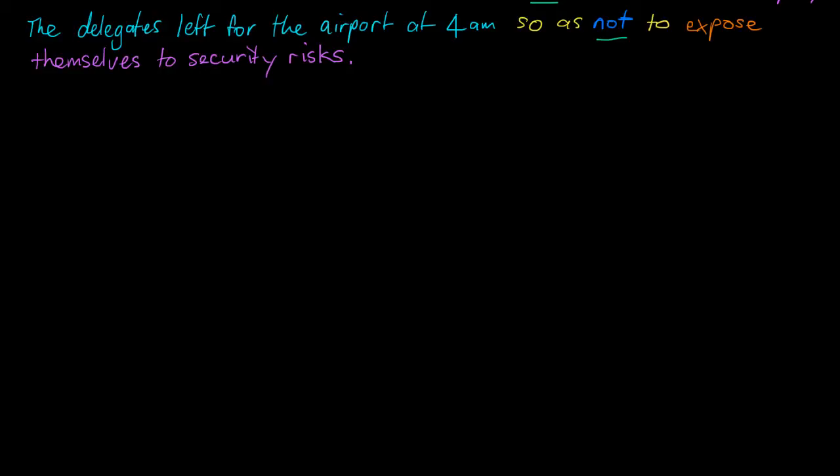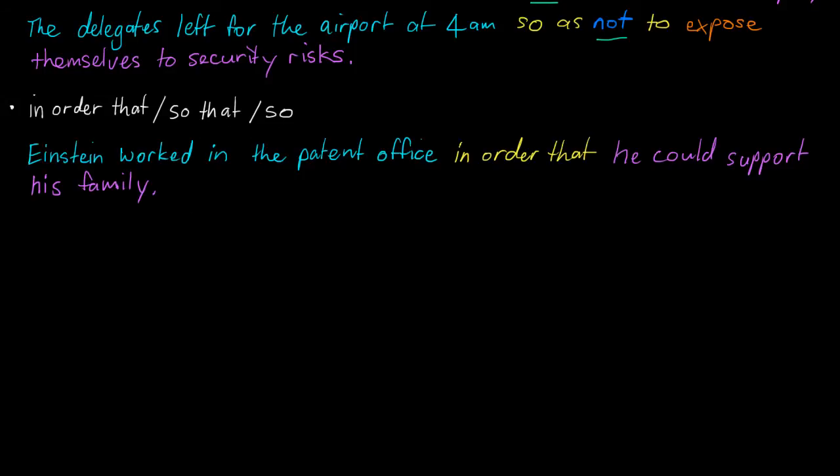All right, now let's look at a few other conjunctions here. So in order that, so that, and so. Einstein worked in the patent office in order that he could support his family. So here we're seeing the purpose of working in the patent office was so that he could support his family.